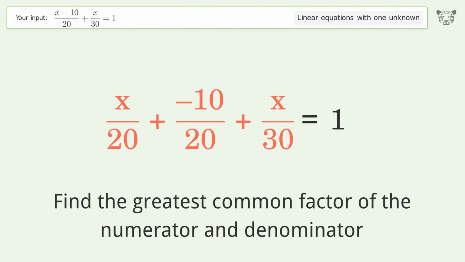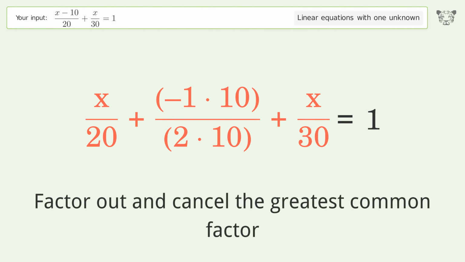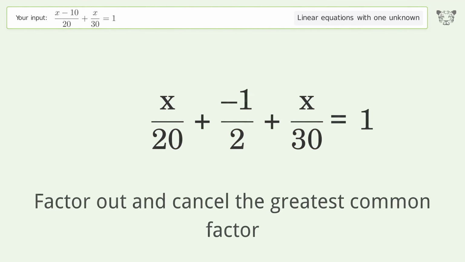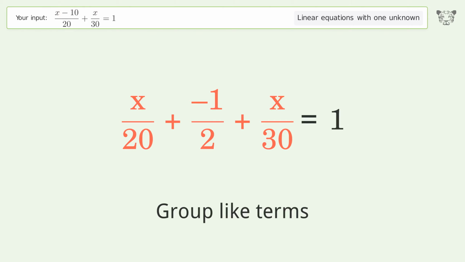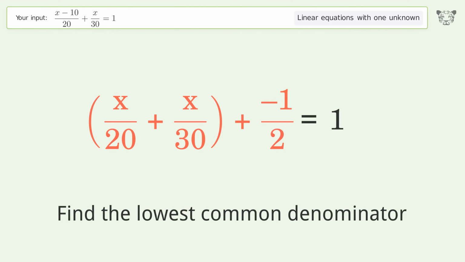Find the greatest common factor of the numerator and denominator. Factor out and cancel the greatest common factor. Group like terms. Find the lowest common denominator.